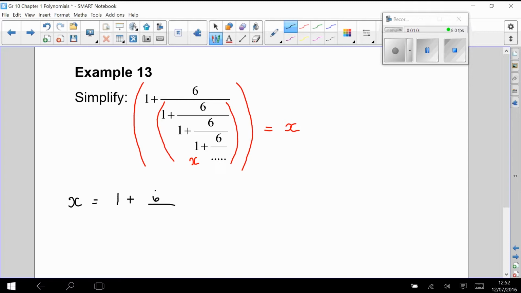But what did I say it was equal to? Well, I told you the expression was equal to x. So if I continue with that same expression, I must have 1 plus 6 over x.